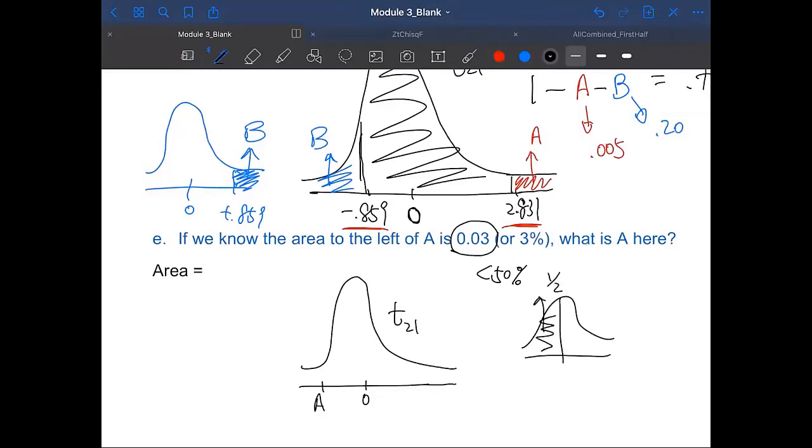So I know A is here, and I also know the area of this one is 3%, so 0.03. And what is A? You have to realize 0.03 here is the probability, and we are looking for A, that's a score. Because we are using the t-distribution, that's going to be a t-score. So we have the probability here, and we want to find the respective t-score.